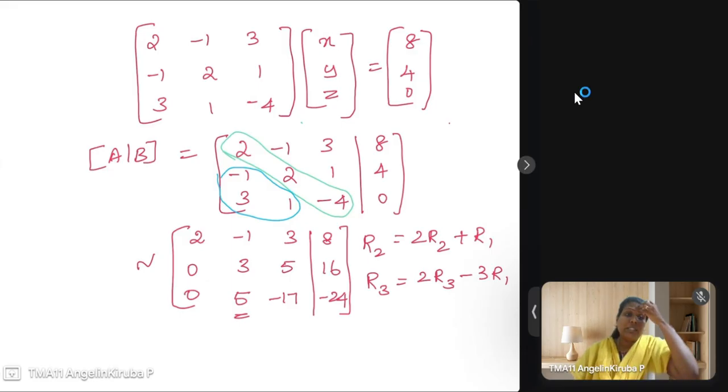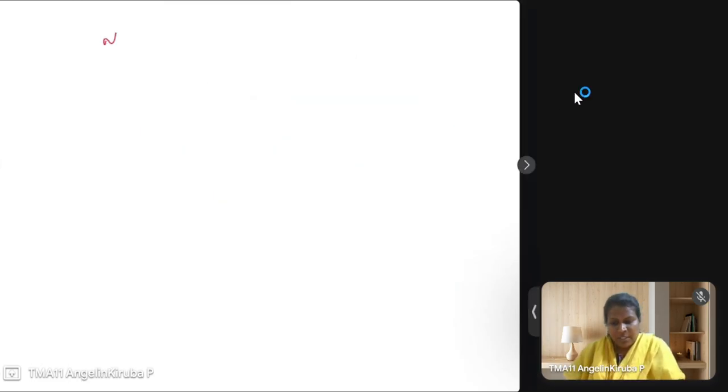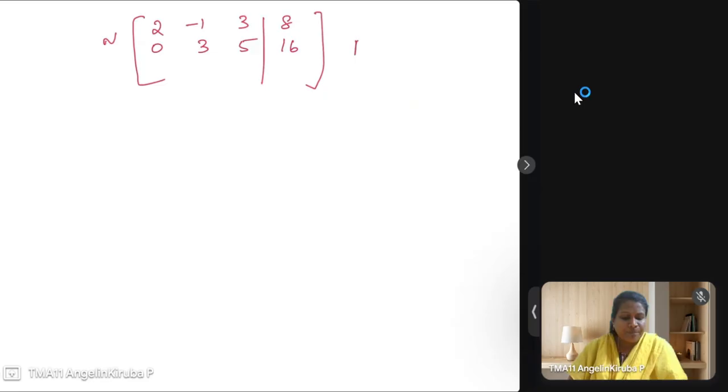Now while doing this, we should be careful that whatever transformation we apply should not affect these two zeros. So the only option is to work with R2 and R3 alone. The first row will come as it is, which is 2, minus 1, 3, and on this side it is 8. Then 0, 3, and 5, and on this side it is 16. Now R3, we have to do it with R2 and R3 only.